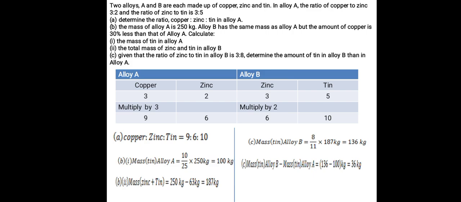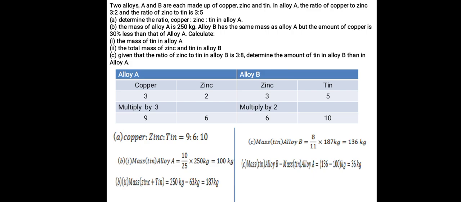So you can see we have harmonized zinc for both alloys. Zinc is 6:6. The ratio is still the original one, 3 to 2 for alloy A and 3 to 5 for alloy B. But we are just trying to make zinc equal so that we can now work out the queries we have been asked.